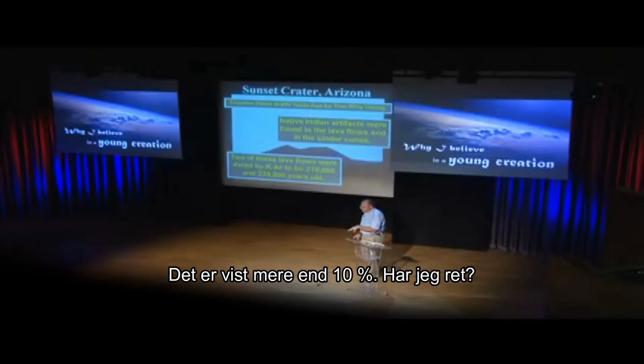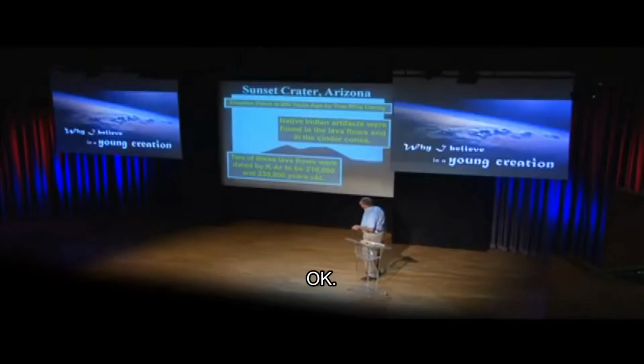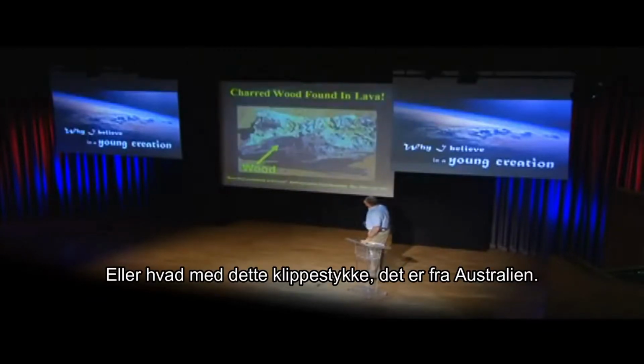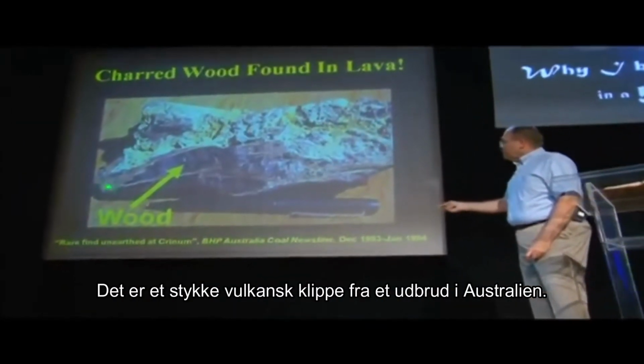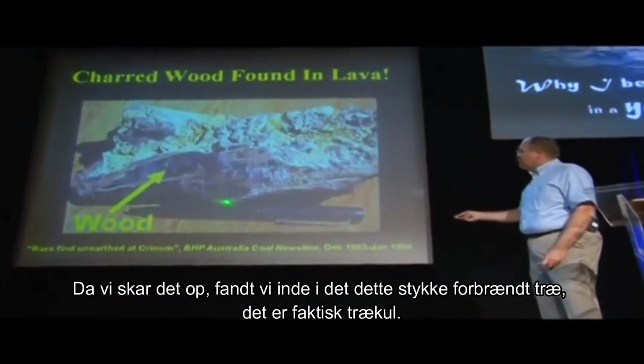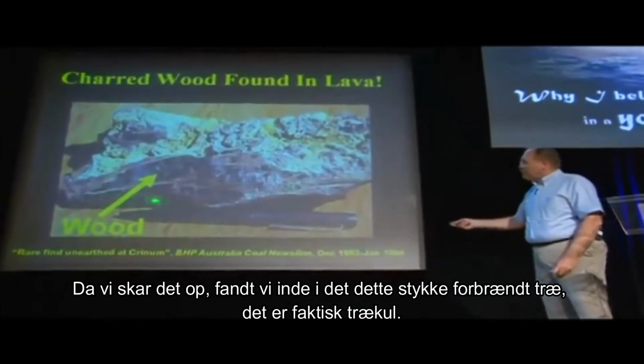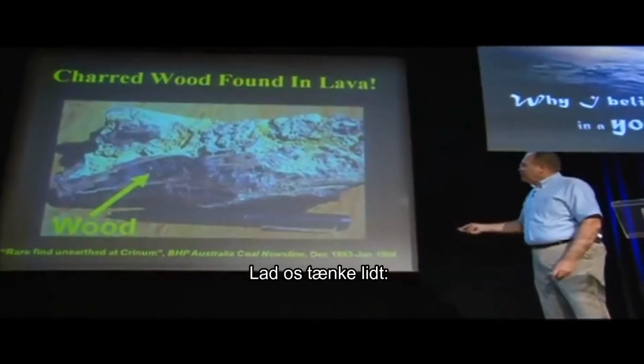Am I right here? Or what about this rock? This comes from Australia. This is a piece of volcanic rock from an eruption in Australia. Inside the rock, when we cut it open, we found this burned wood. It's really charcoal. So let's think.